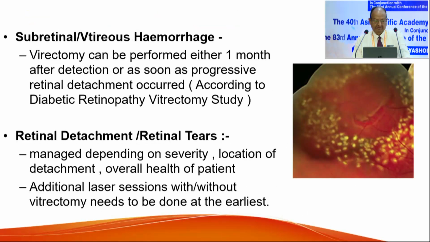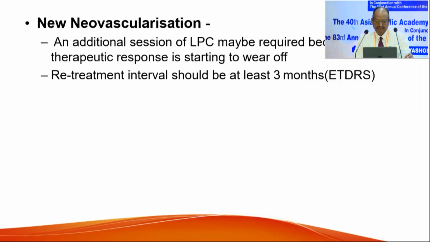I'll just skip. Subretinal vitreous hemorrhage is there. Vitrectomy, if vitreous is not resolving, then you can perform the vitrectomy within a month's time. And if retinal detachment is there, either do the lasers around the tear, or if required, conventional retinal detachment surgeries. If new vascularizations are coming, an additional laser photocoagulation is required to be done. Retreatment interval should be 3 months. Thank you.